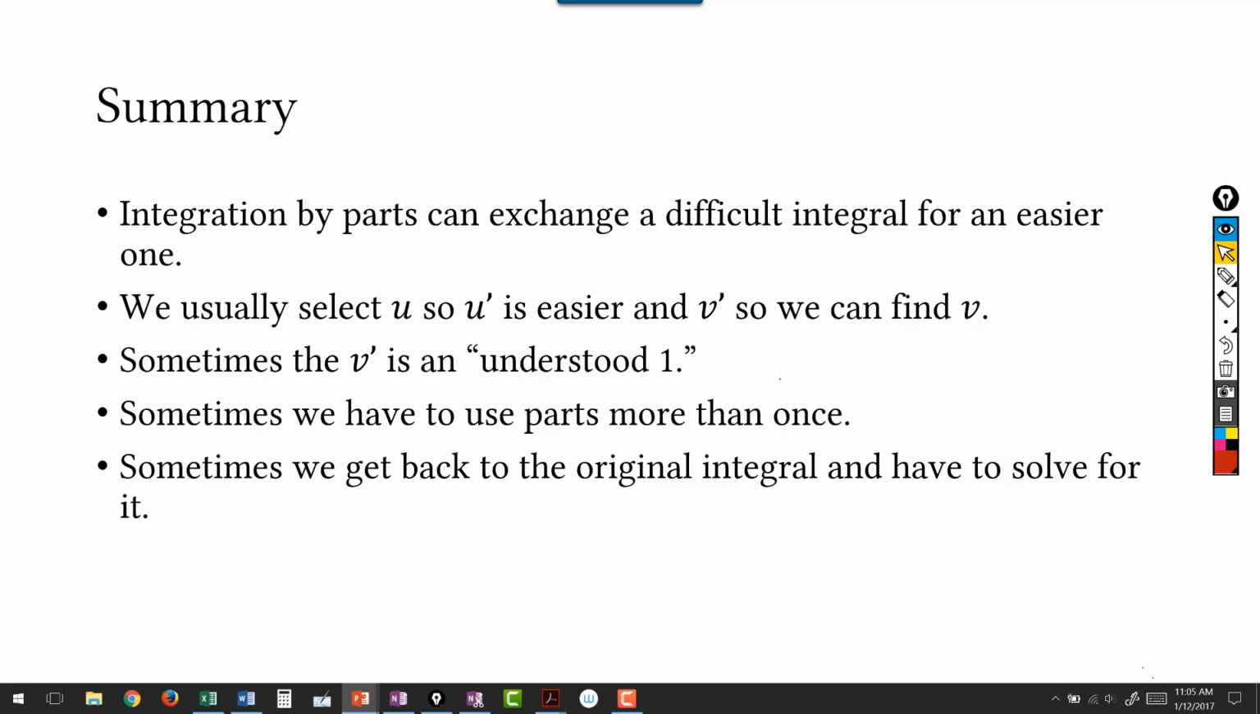Well, that's going to do it for our integration by parts section. Coming up next, we'll have another technique for finding antiderivatives. That's called integration by partial fractions.